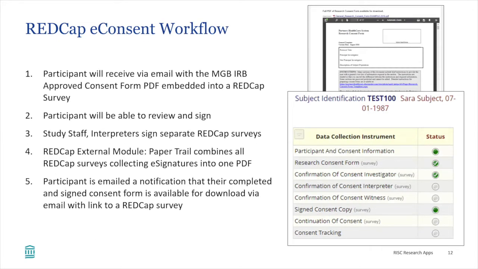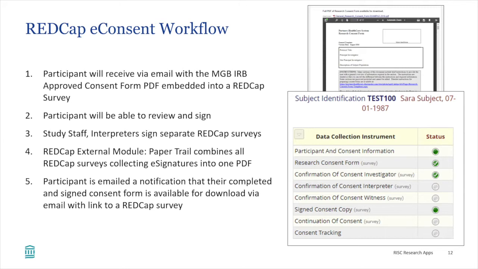So what does it look like? I'm going to touch on this at a high level because I know Rowan is going to go into this more. We take that stamped approved consent PDF and we embed it into a REDCap survey. So the participant sees that stamped version, and then we add in the survey fields or the signature fields, and we add in any questions that are actually in that consent form. The participant is emailed that, and they are able to review and sign it. Study staff, and if there are interpreters or witnesses involved, receive separate REDCap surveys.